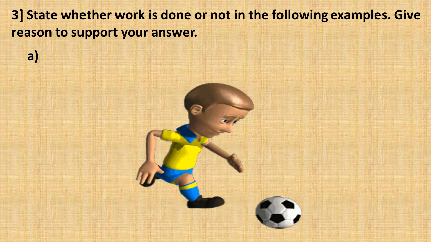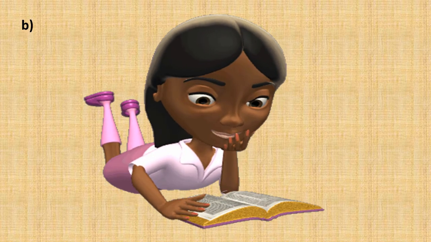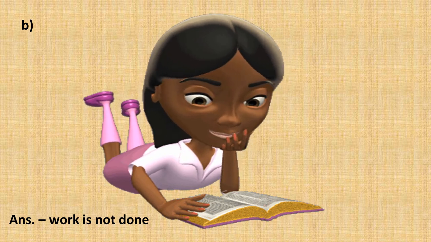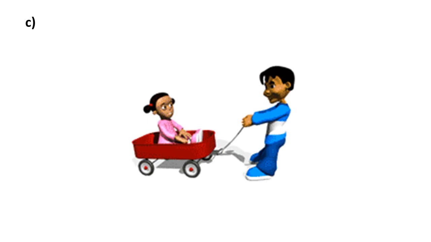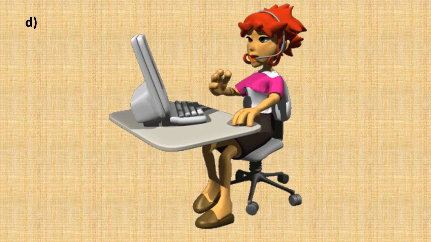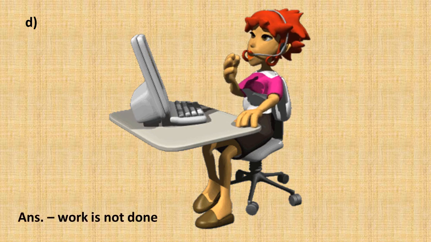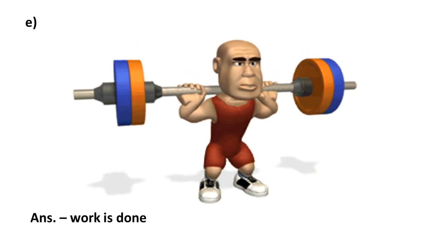So in the first scenario, a boy is playing with a football. Here the object is moving. So work is done. Here Kathy is reading a book. The object has not been displaced, so work is not done. In this case, Tom is dragging his sister. He is applying force on the cart and the cart is moving, so the work is done. Here, Bonnie is using a computer, but the object is not displaced, so work is not done.